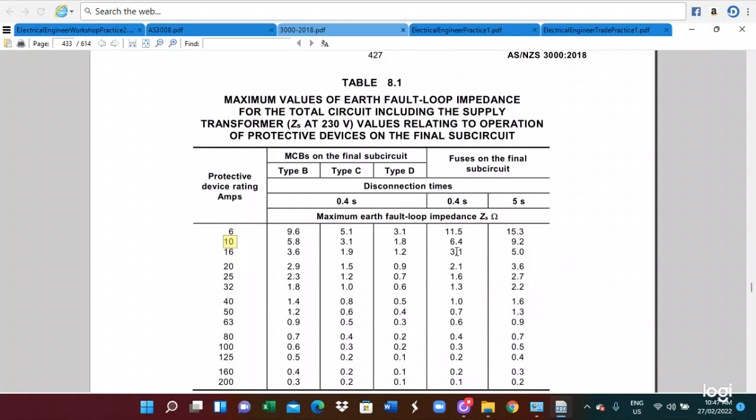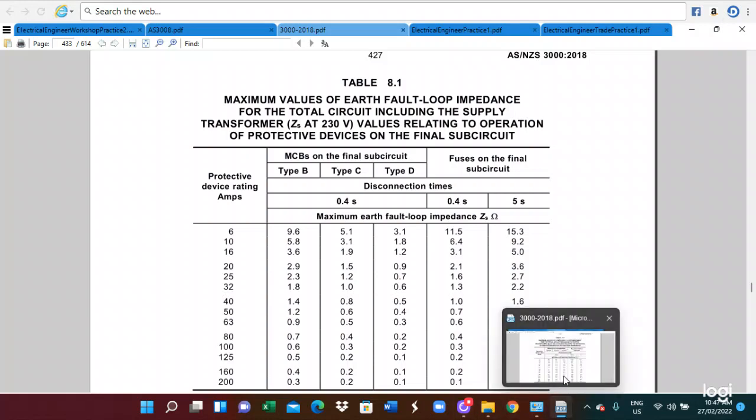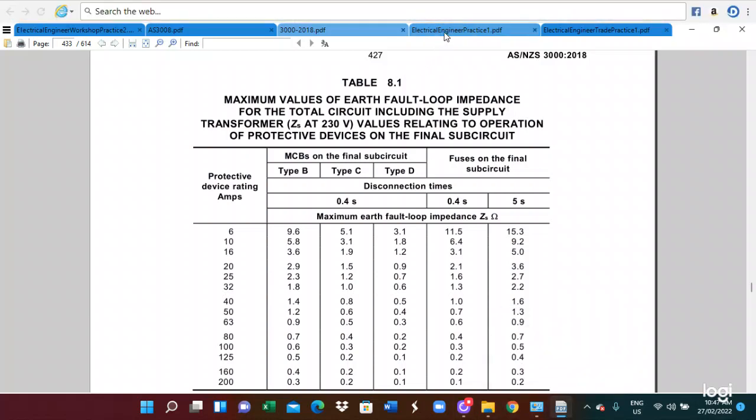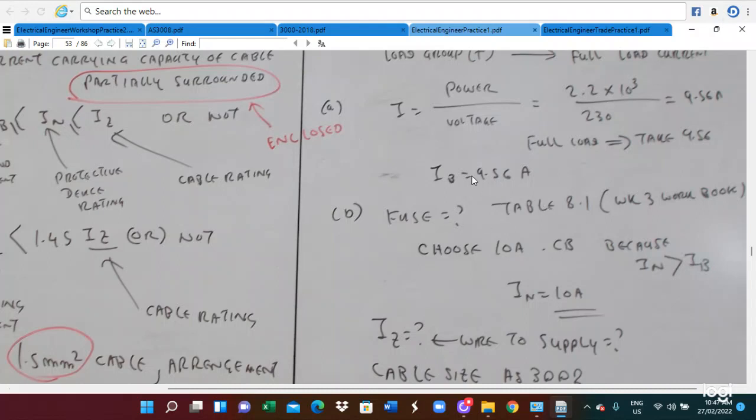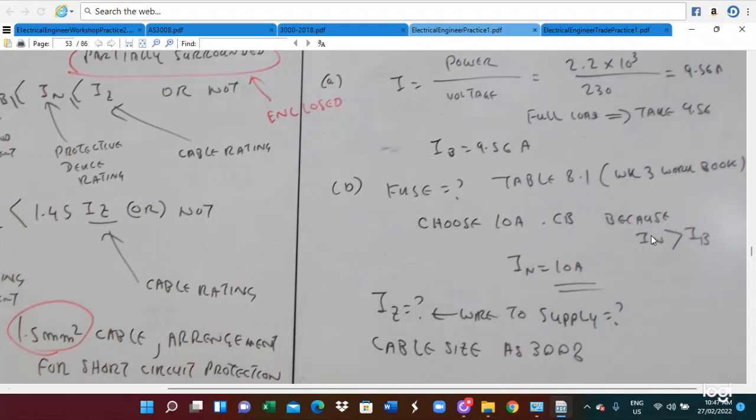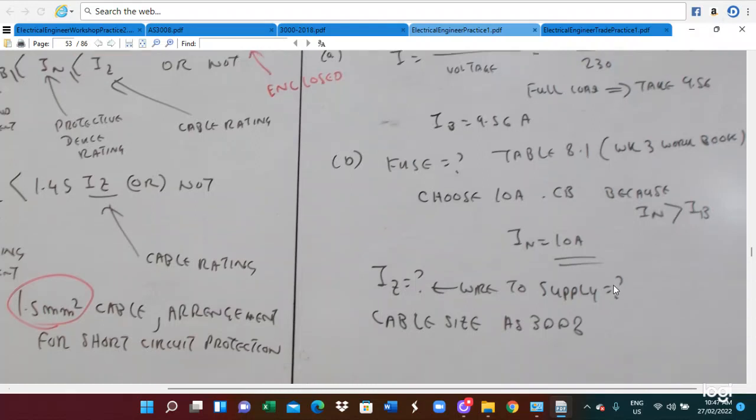In this case, for this fuse protection, the maximum fault loop impedance, if you use an HRC fuse, is 6.4 ohm. So we select the 10 ampere rating. So IN is greater than IB. Then we have to find out the IZ.